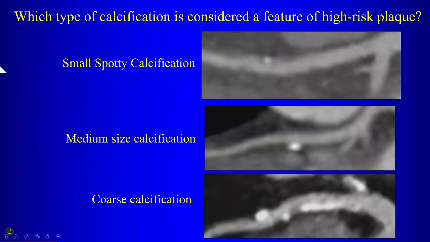Okay. Some examples of different types of calcification. Which of these is considered a feature of high-risk plaque?